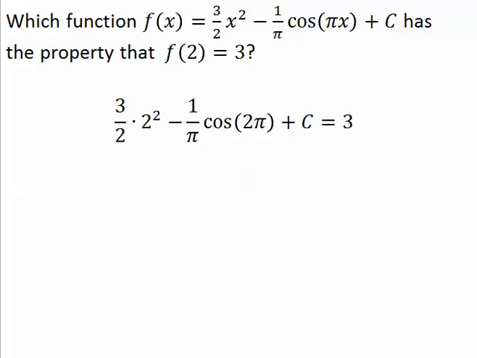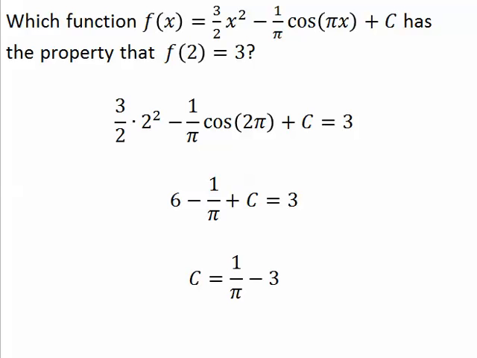To do that, I use the fact that if x equals 2, the function equals 3. So every time I see an x, I put in a 2. So I have 3 halves, instead of x squared I put in 2 squared, and then minus 1 over pi cosine, instead of pi x, I have pi times 2. And then I have to have the plus c. The c is what I'm looking for. And all of that is equal to 3. What is c?